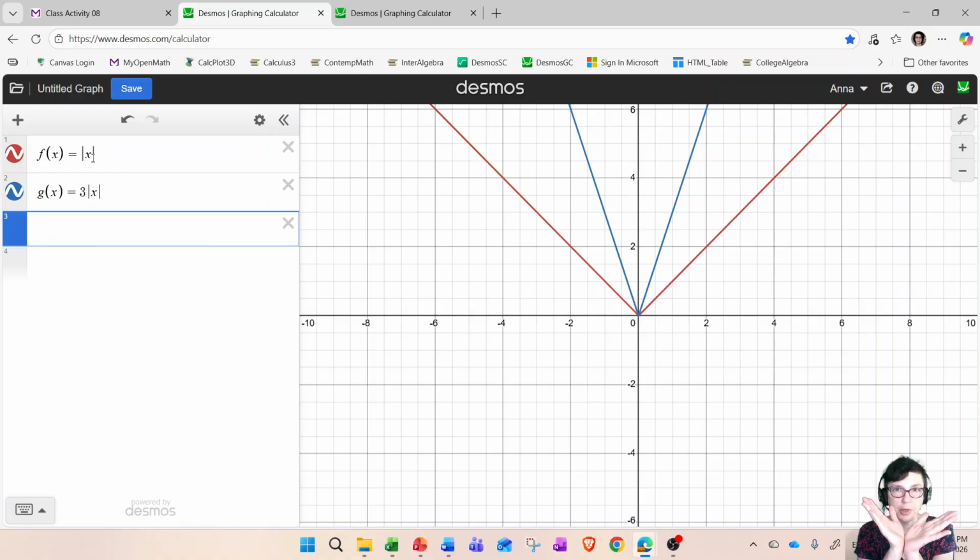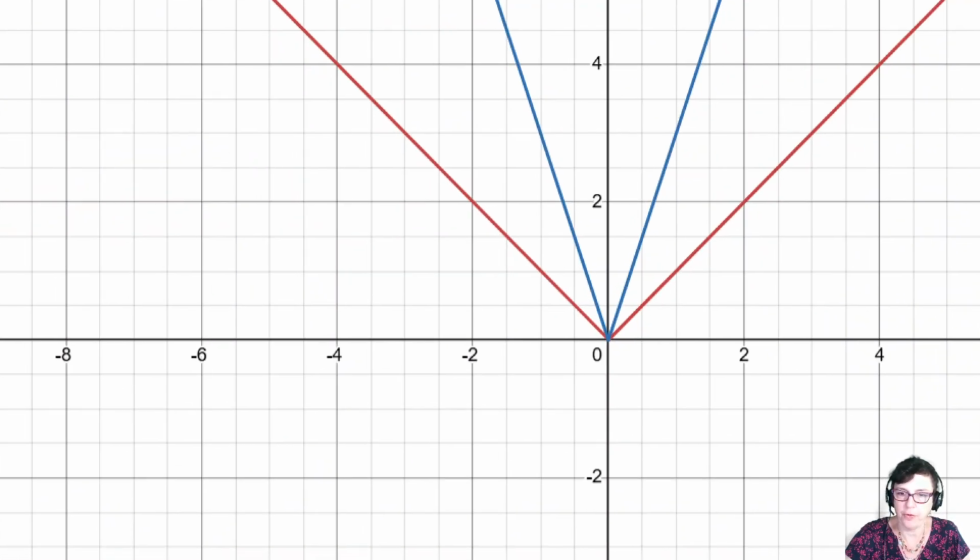that that is the familiar V shape. And the new one is 3 multiplied by absolute value of x. Okay, the easiest thing to do, first of all, is to look for what happens to the point 1, 1. Let's get closer and take a look. The original graph at 1, 1 was right here, right?